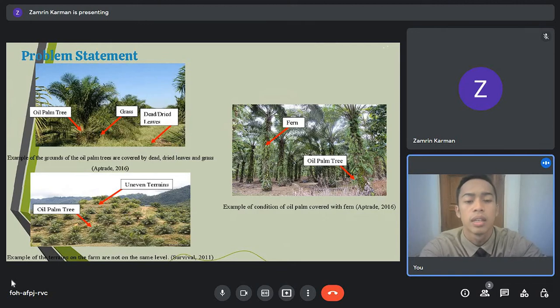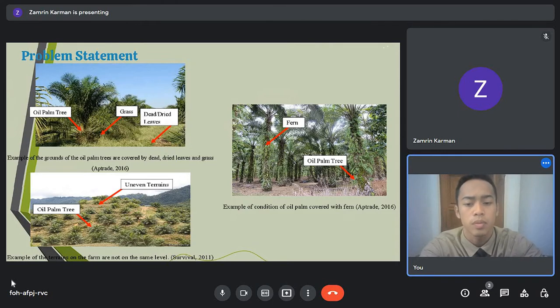Second, the terrain of the farm is not on the same level, so it is dangerous for the farmer to harvest using the sickle or chisel, and it can cause slipping. And lastly, most of the oil palm trees themselves are covered with fern. As we can see, the higher the palm oil tree, the more difficult it is for the farmer to get rid of the fern.